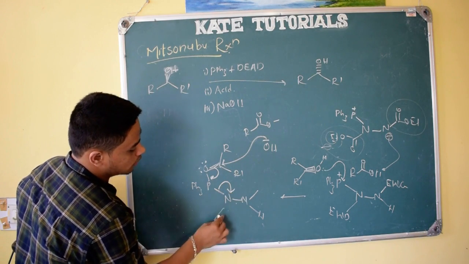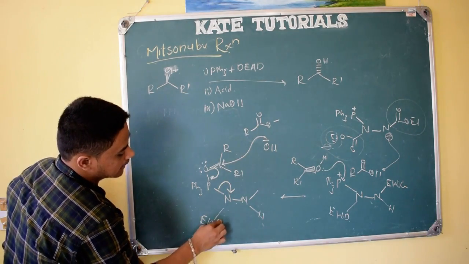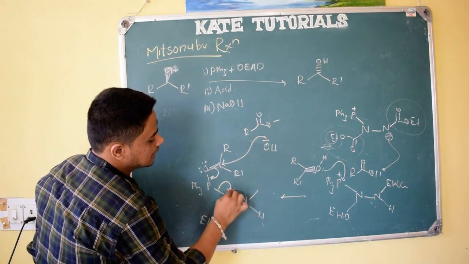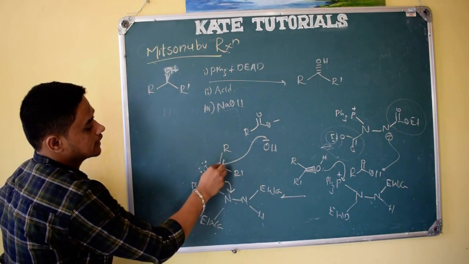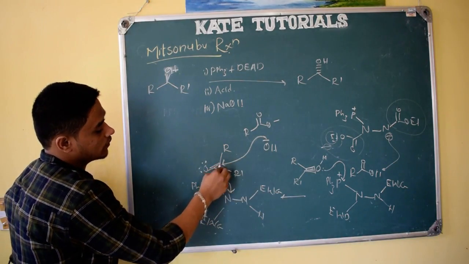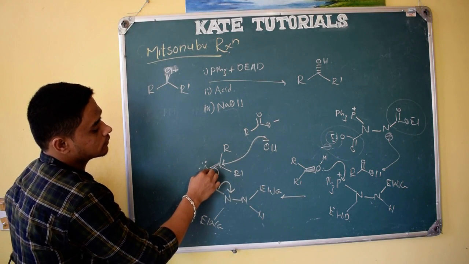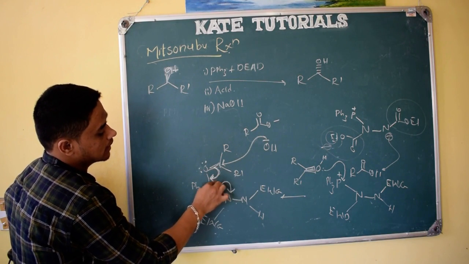Why only nitrogen? Because here electron withdrawing groups are there. These will stabilize the negative charge on nitrogen. So this is more electrophilic. Why is it electrophilic? Because the phosphorus-oxygen bond is stronger, it will take the electron density like this.